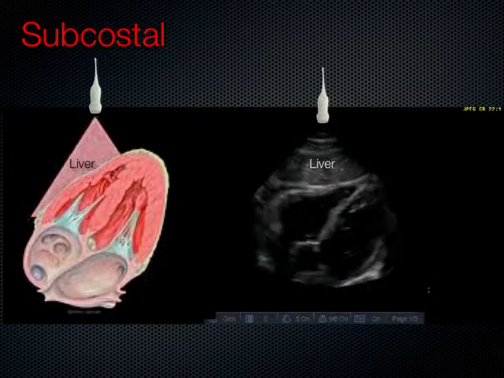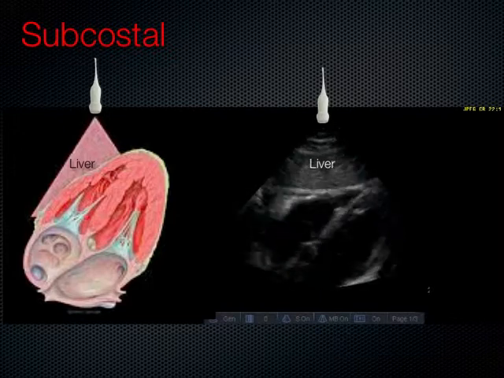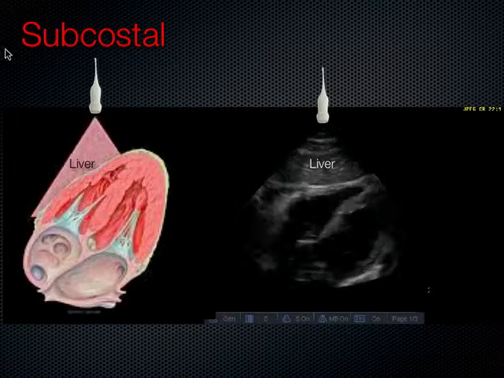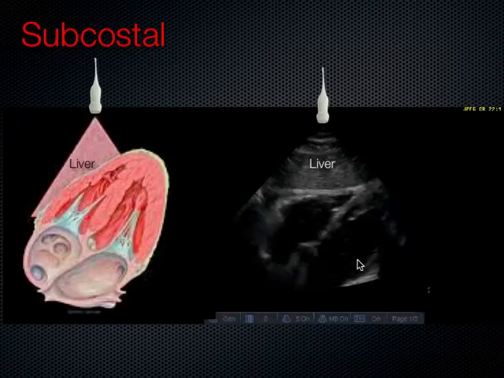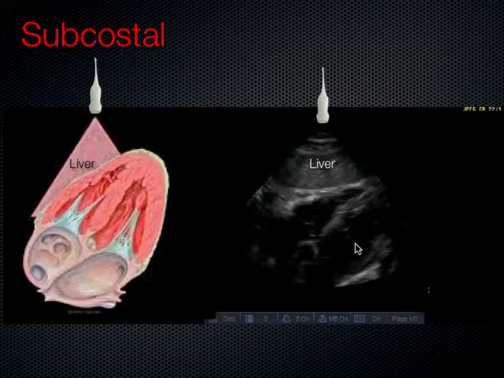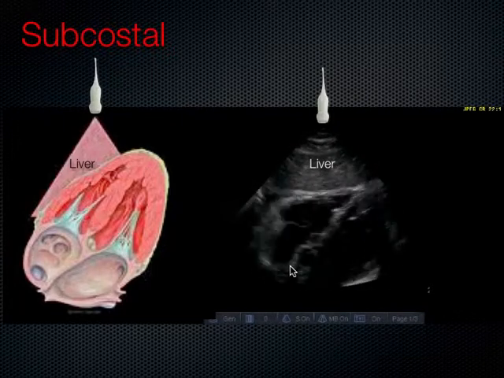Again, I mentioned we use the liver as the window to see the heart. So patients who have a small liver, this is a very difficult, if not impossible, view to get. But we can see here on this patient, there's the right side of the heart and the left side of the heart, the right ventricle, right atrium, and left atrium.